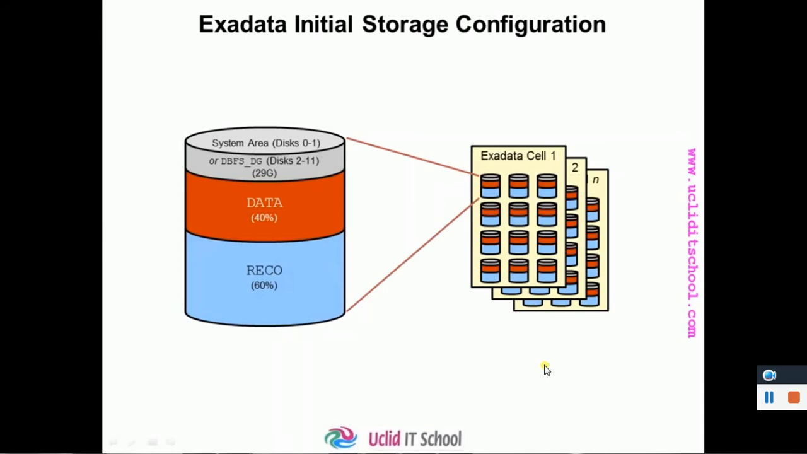So the OneCommand process creates three grid disks on each disk. One is used for DBFS DG and this grid disk size is 29 GB. The remaining free space is split into a 40-60 ratio. 40 is going into data, 60 is going into reco. With this formatting, every disk inside the storage server has three grid disks, as shown in this slide, and it is the same on every storage server.